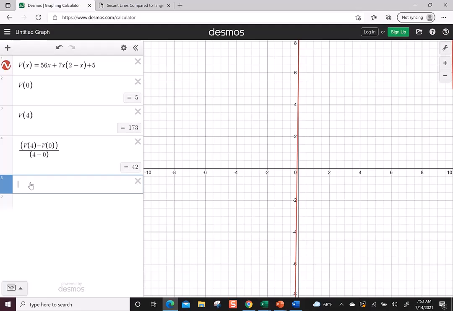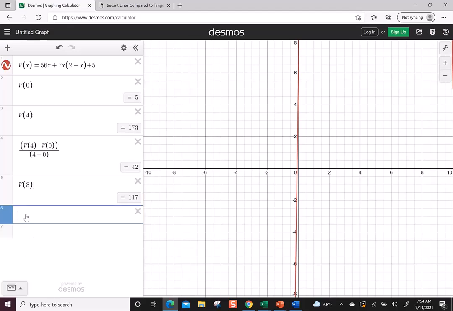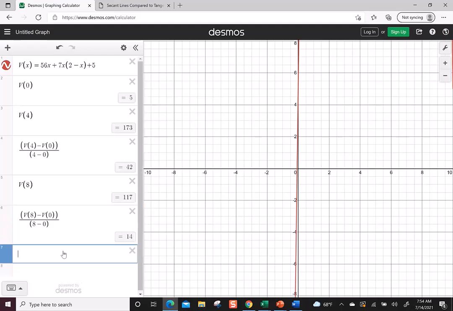The next interval that we have is 0 to 8. Again, let's put in v of 8 just to get an idea of the value. So now the value after 8 years is $117. It's gone down from the 173 we had before. And then I'm going to have it do the whole average value for me. So I'm going to do v of 8 minus v of 0 and divide by 8 minus 0. Again, pay attention to the parentheses to give order of operation. So this time it says the average rate of change from initial purchase to 8 years later is that it increased $14 a year.